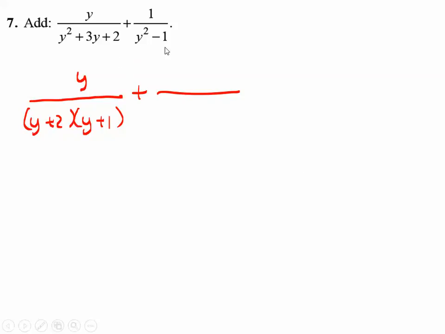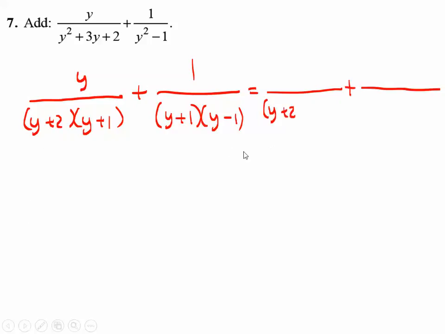Y squared minus 1. Y plus 1, y minus 1, perfect. Let's go for it. All we're going to do is take each of those terms and just bring it down. A y plus 2, I'm going to bring down to my common denominator. A y plus 1, let's bring this one down to my common denominator. So I got my first fraction already set. Look at my second fraction, y plus 1, I already have it. I don't need to write it over again. So then the other newest term would be the y minus 1. There's my common denominator.